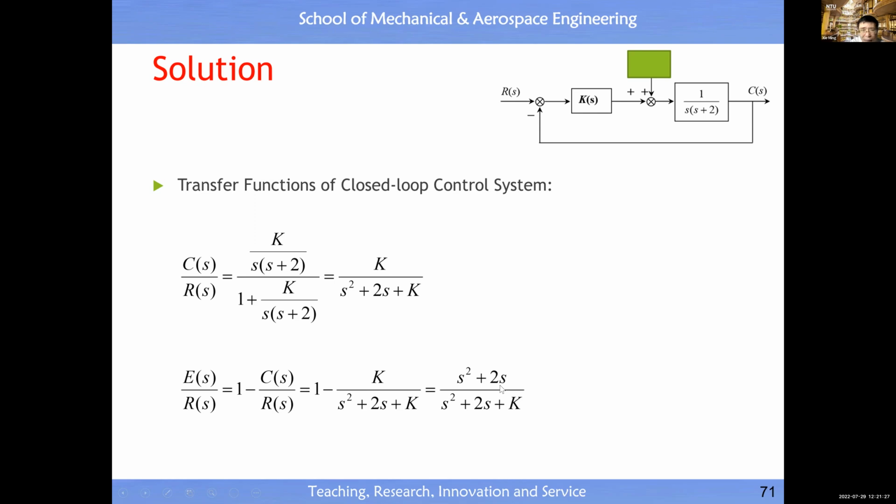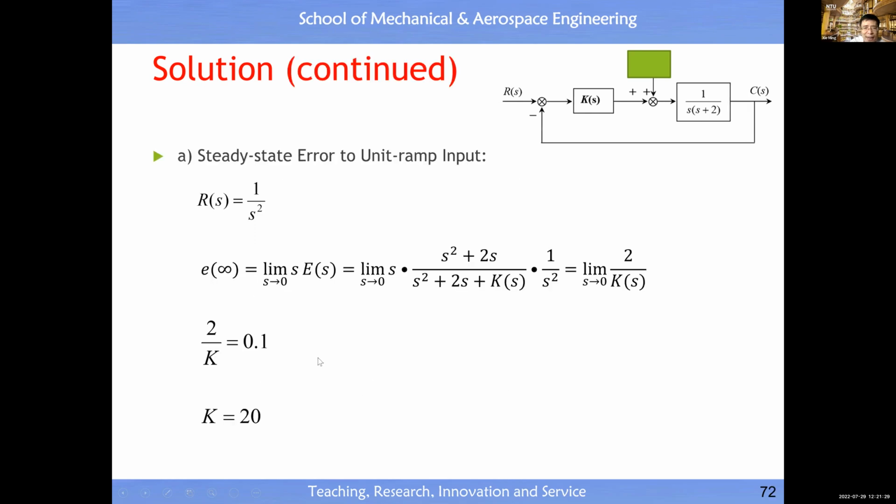All right. Then from here, because the input is unit ramp, which means a t. Okay, it's not the 1. 1 is a unit step. Unit ramp means in the time domain the input is equal to t. Then in the frequency domain it is 1 over s squared.